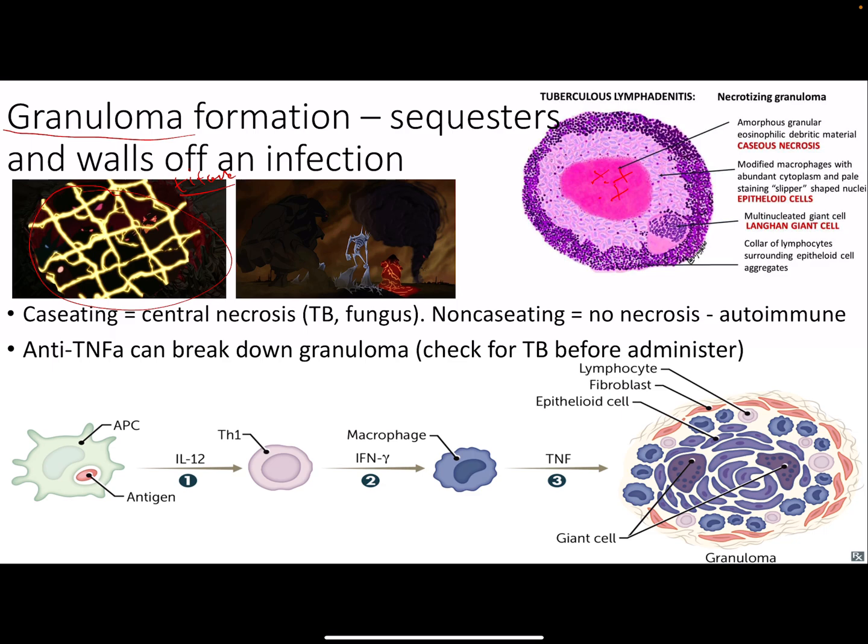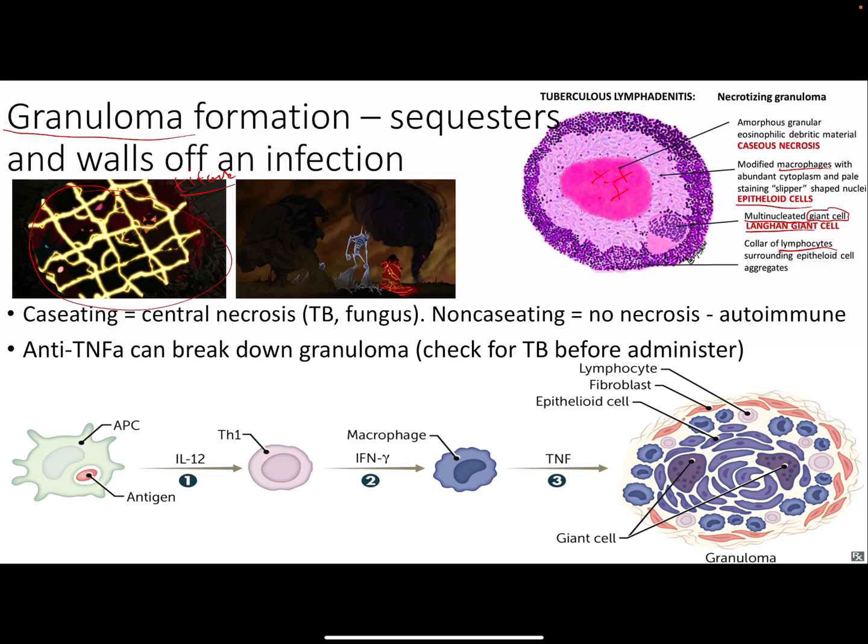Surrounding this is really just a ton of macrophages. So we're surrounded by epithelioid cells, which are just macrophages, and Langhans cells, which are really just multinucleated cells, sometimes called giant cells. Again, those are also just macrophages that have divided a lot, but they didn't split their cytoplasm, which is why they're multinucleated. And then they're surrounded at the end by lymphocytes.